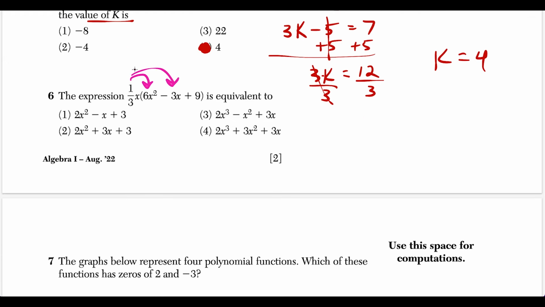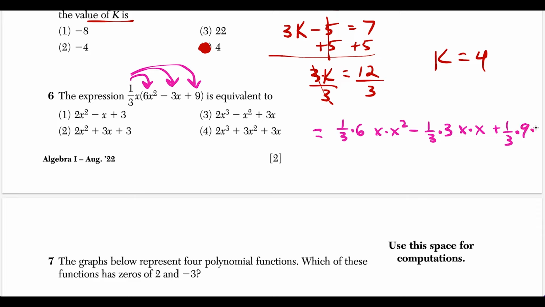Question 6, we're using the distributive property. But one thing we have to be careful with is that we're multiplying by 1/3 and x. So when we actually distribute here, I'll just write the result over here. We're doing 1/3 times 6. And then we're doing x times x squared. Okay, then next we have 1/3 times negative 3. So I'll just write minus, we have 1/3 times 3. And then we have x times x. And then last we have a positive times a positive. So we're going to have plus 1/3 times 9.